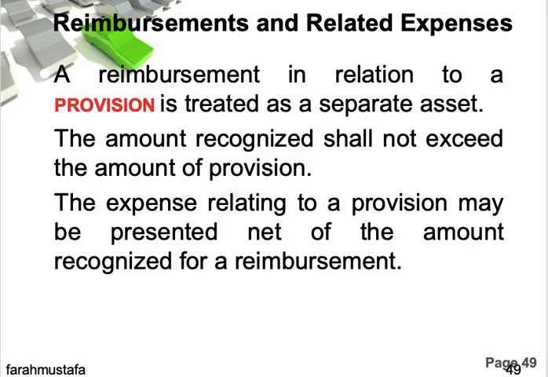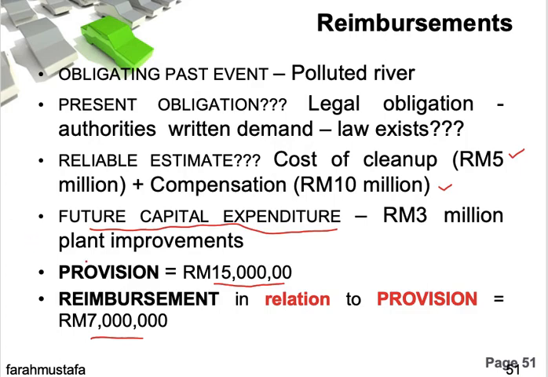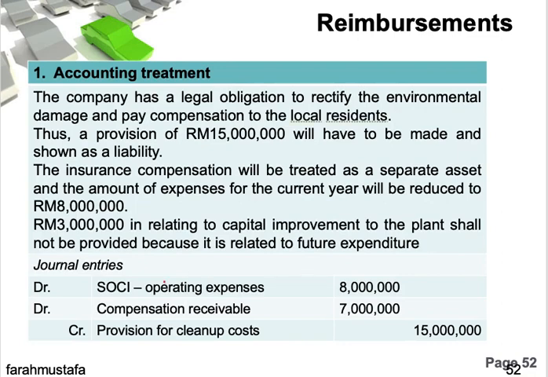So the condition just now, okay, for the expenses relating to a provision, the amount recognized shall not exceed the amount of the provision. So based on the example, the provision is 15 million, reimbursement is 7 million. So this is the journal entry. The compensation receivable here, okay, you have not received, so it is a compensation receivable. The provision is 15 million, and therefore the costs you incur as a result of the provision after deducting the compensation receivable is only 8 million.